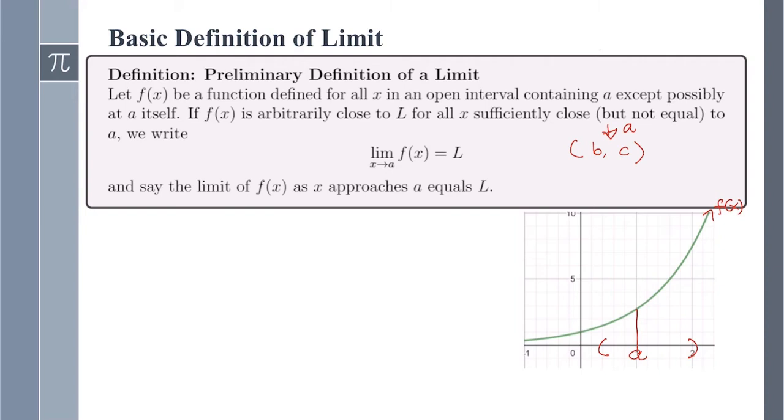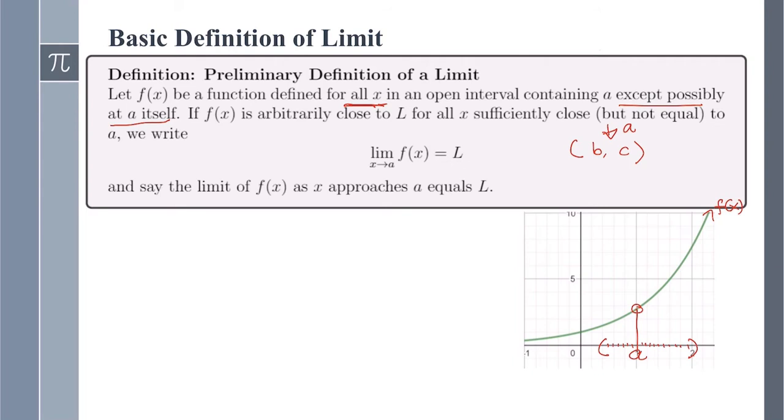And what does the function do? The function is defined for all x in the open interval, except possibly at a itself. That means at a, the function might be defined, might not be defined. It's okay if the function is not defined at a. The concept here is that we don't really care about what happens at a. We just care about what happens when we approach very close to a. The function is defined everywhere here, at all the points near a, but at a itself, the function might or might not be defined.